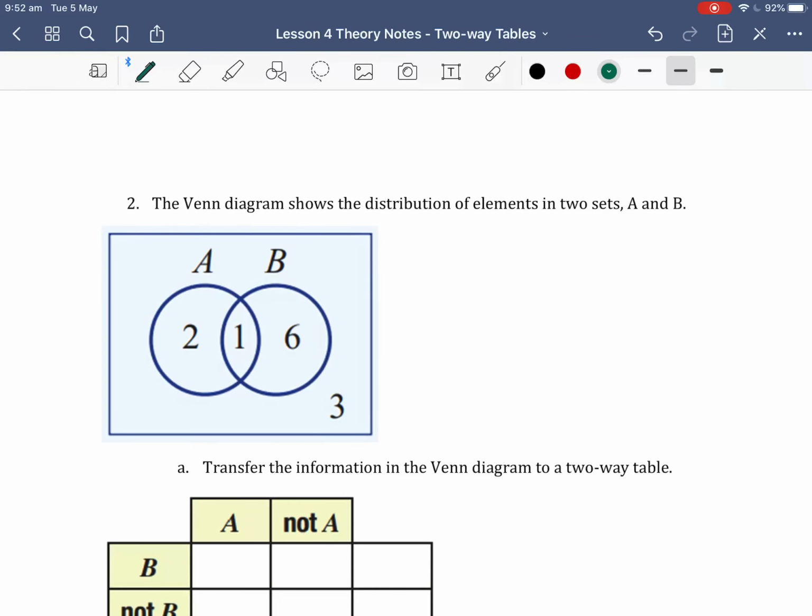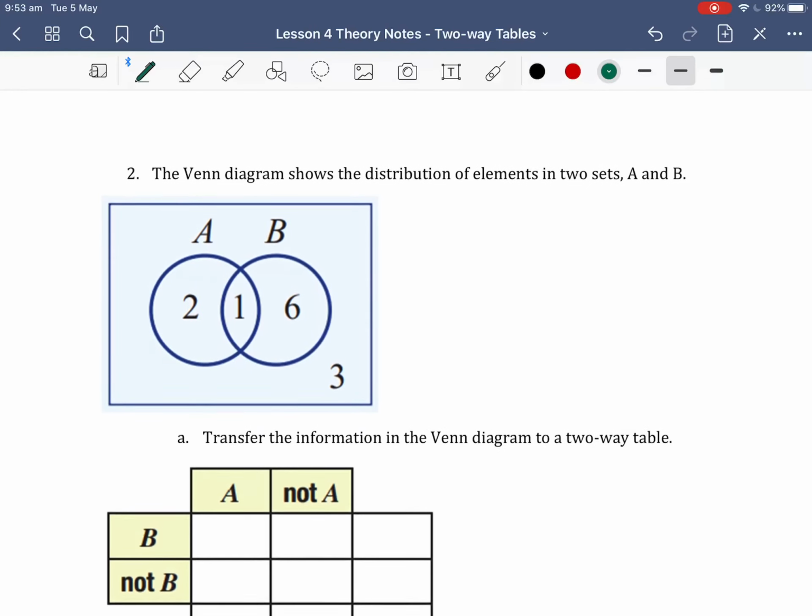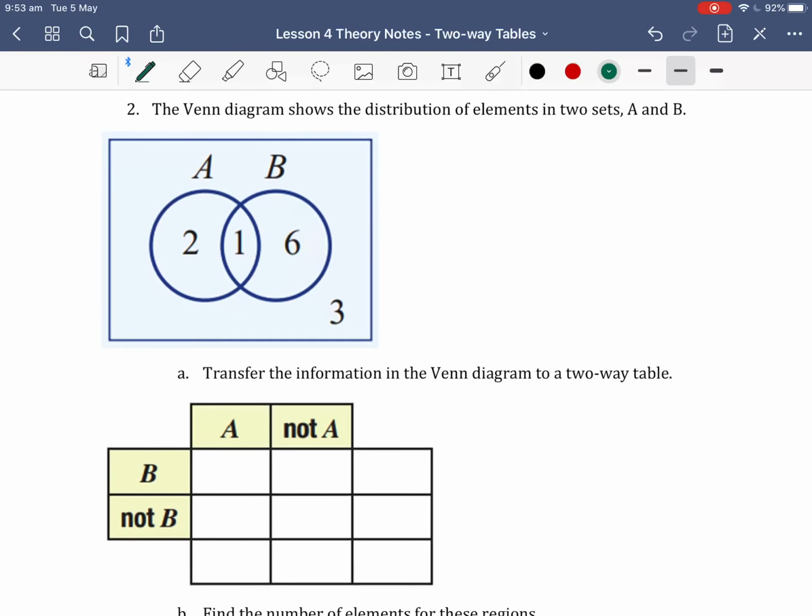Okay, moving on to example 2. The Venn diagram shows the distribution of elements in two sets A and B. What we want to do is transfer the information in the Venn diagram to the two-way table.